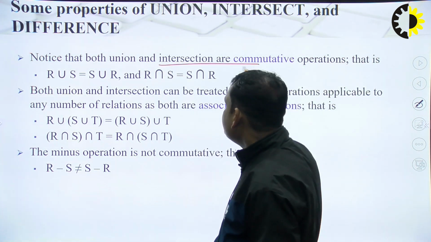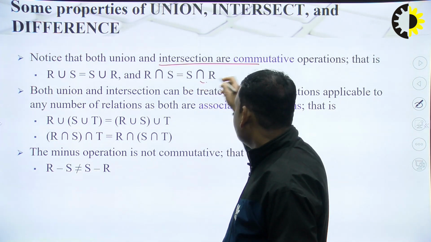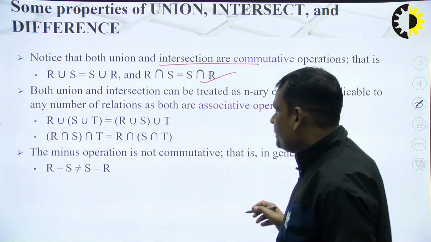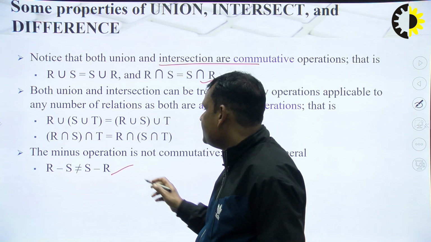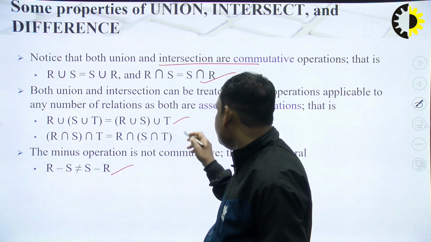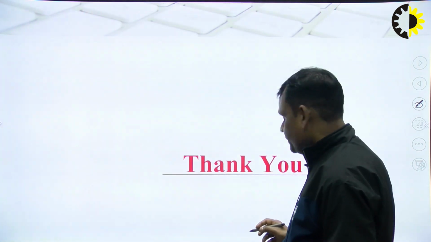First, union and intersection are commutative, but set difference is not commutative. Union and intersection are associative. Thank you.